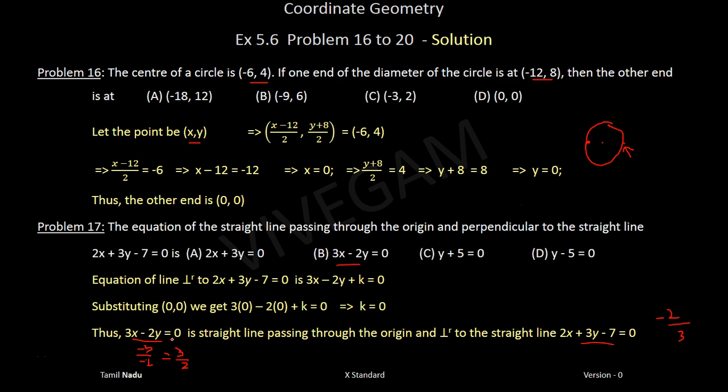If you put x equal to 0 and y equal to 0, the left hand side becomes 0, which is equal to the right hand side. So it is proved.